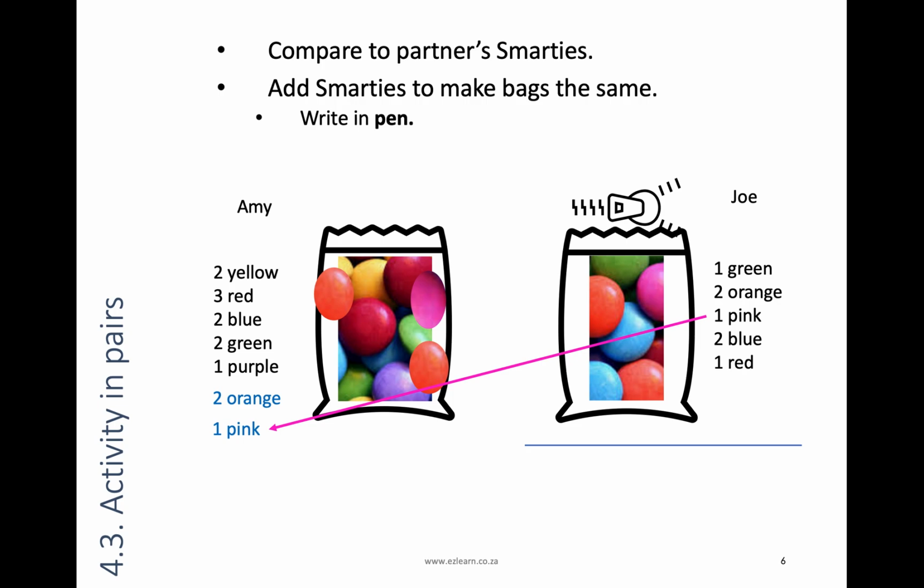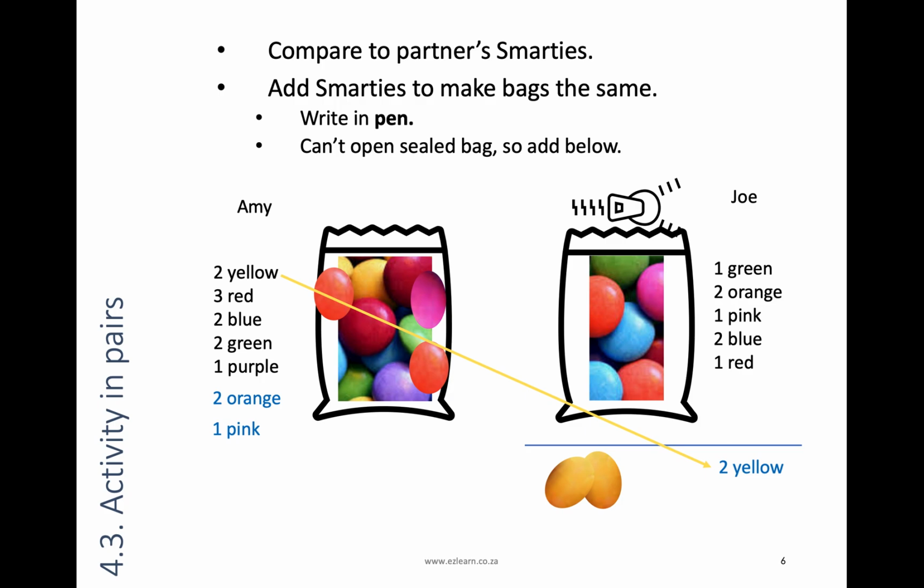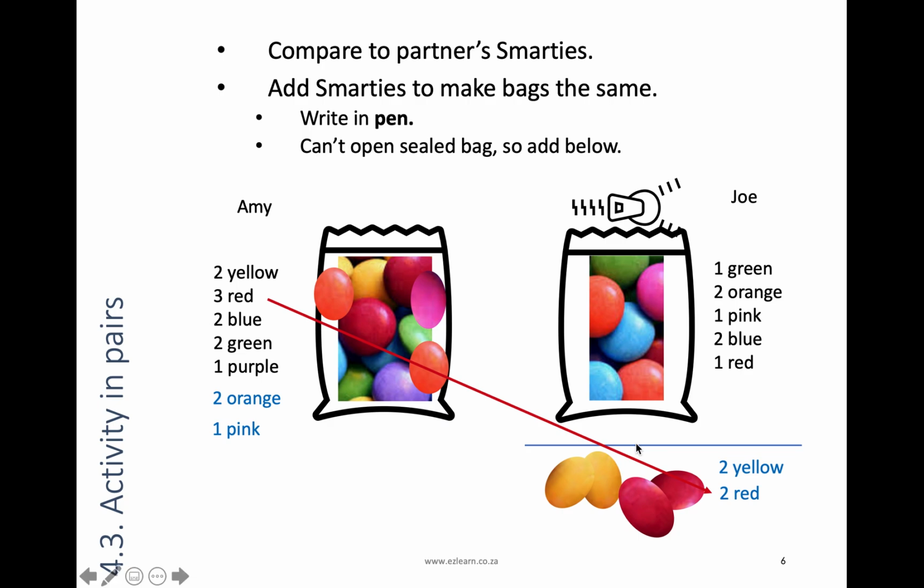Now we can look at Joe, and how can we make Joe happy? Well, what we need to do is add them below. We're going to give Joe the 2 yellow ones that Amy has got and he doesn't. We're going to also give him the 2 red ones. Now he already has 1 red and Amy had 3, so we just need to add another 2 to make them the same. We can see that we also need to give 2 green Smarties to Joe because he doesn't have that. The blue I ignored because do you notice Amy had 2 blue, but Joe also had 2 blue. So that's fine. They're both happy with their blues.